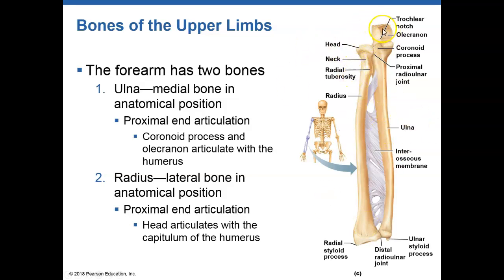On the ulna, we have this large olecranon process that articulates with the olecranon fossa of the humerus. We have this region called the trochlear notch. The trochlear notch is actually what articulates with the trochlea on the humerus. The ulna and radius are held together. There's actually a ligament that surrounds this that you don't see. It's called the annular ligament that holds the radial head to the ulna. So this is the head of the radius. And the radius articulates with the capitulum of the humerus.